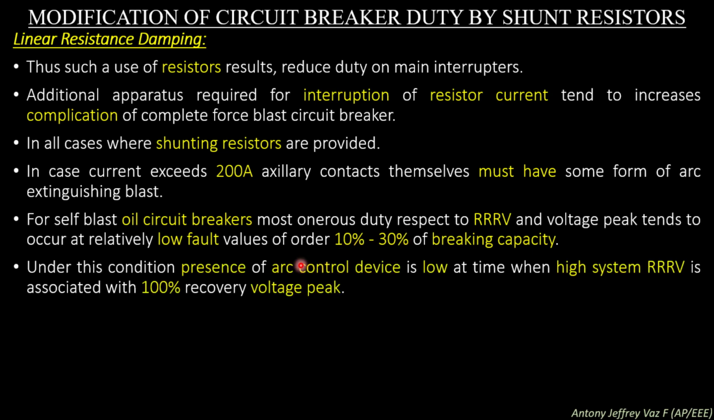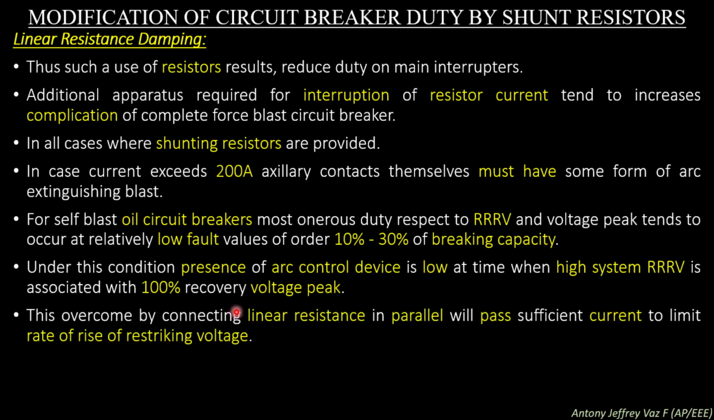Under this condition, the presence of the arc control device is low at the time when a high system rate of restriking voltage is associated with a 100% recovery voltage peak. So an arc control device with a low rate of rise of restriking voltage and a high system recovery voltage need to be associated to get a 100% recovery from the arc voltage. This is overcome by connecting a linear resistance in parallel, which will pass sufficient current to limit the rate of rise of restriking voltage.